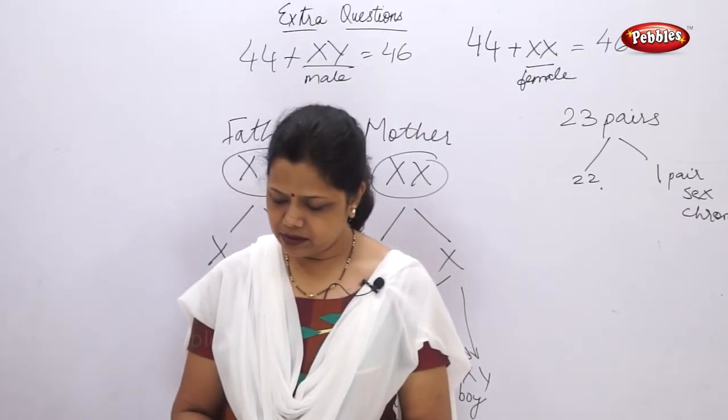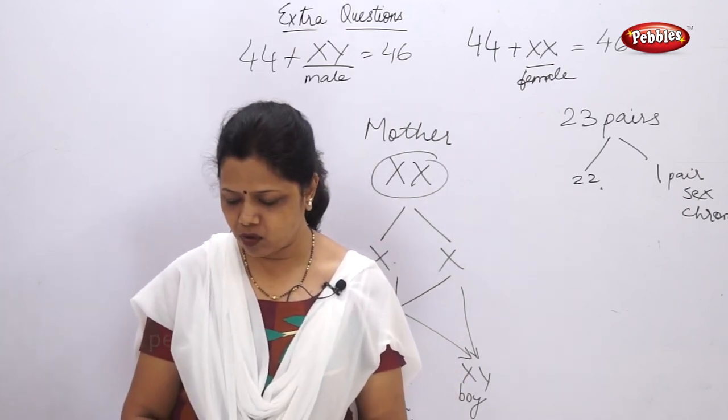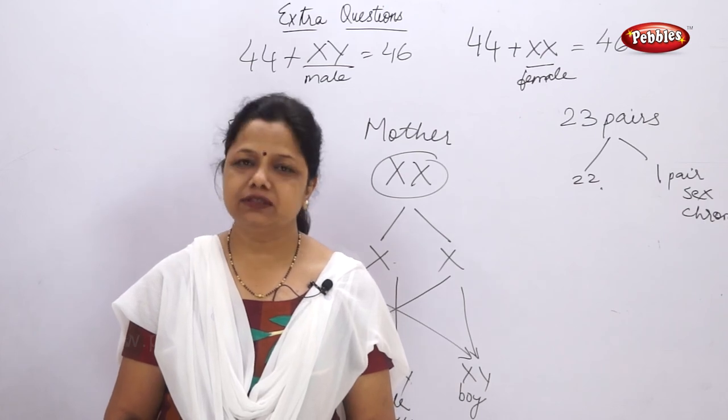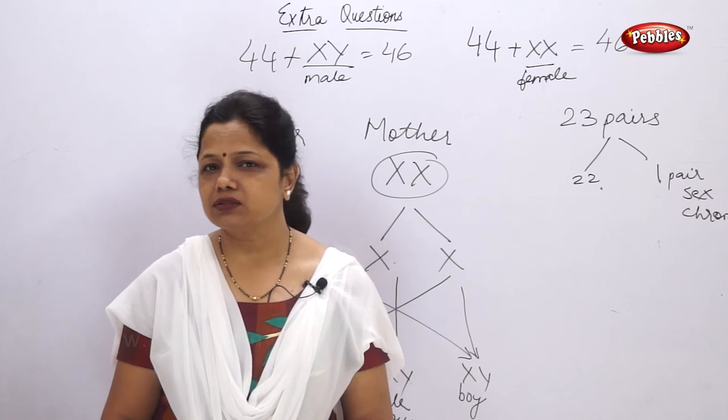Next statement. Organs which are functionally similar but fundamentally unlike are called homologous organs. This is a false statement. When organs are functionally similar, they are called analogous, not homologous.